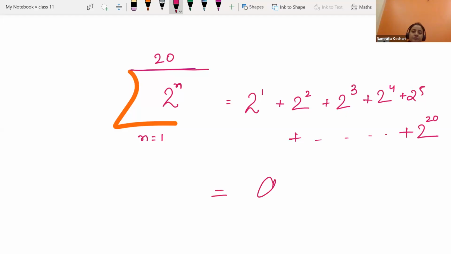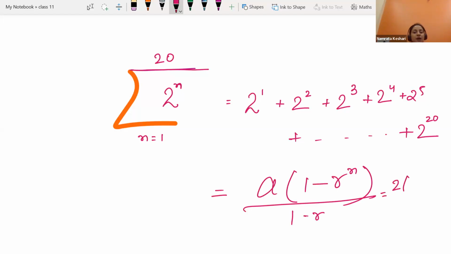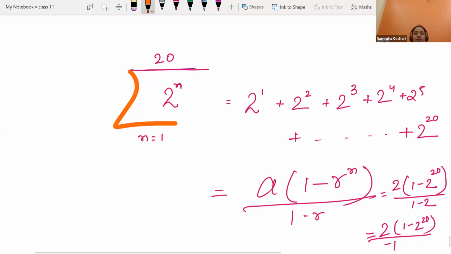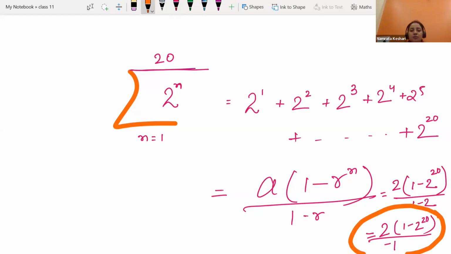Our A is 2, our R is also 2, and we are supposed to find the sum of 20 terms. So we get 2 in the numerator, 1 minus 2 to the power 20, over 1 minus 2, which is 1.